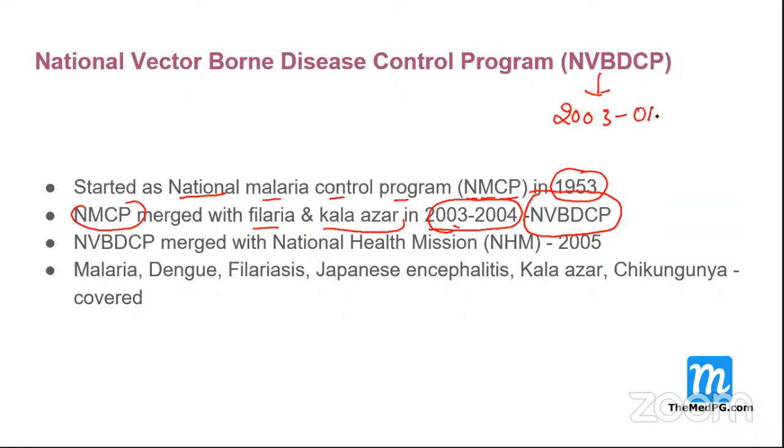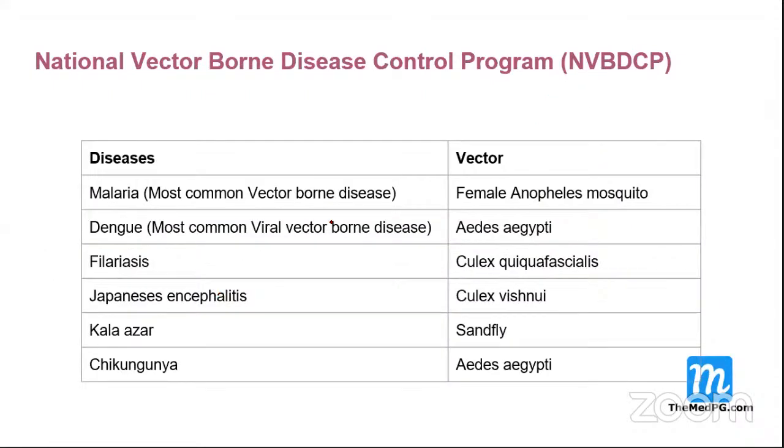2003 to 2004, this point you have to remember. But in the year 2005, this National Vector-Borne Disease Control Program has been merged with the National Health Mission, that is NHM. So this point you have to remember. And how many diseases are covered? 6.